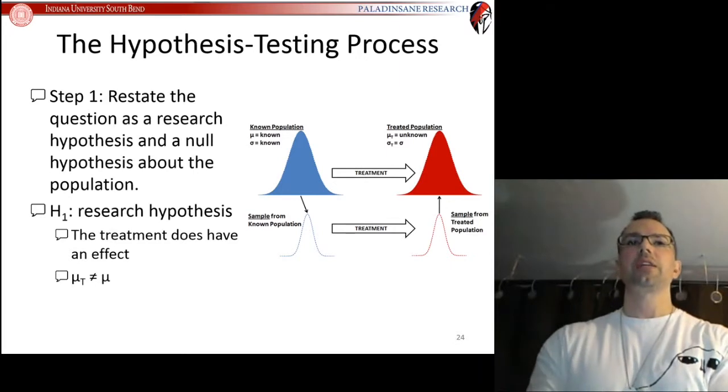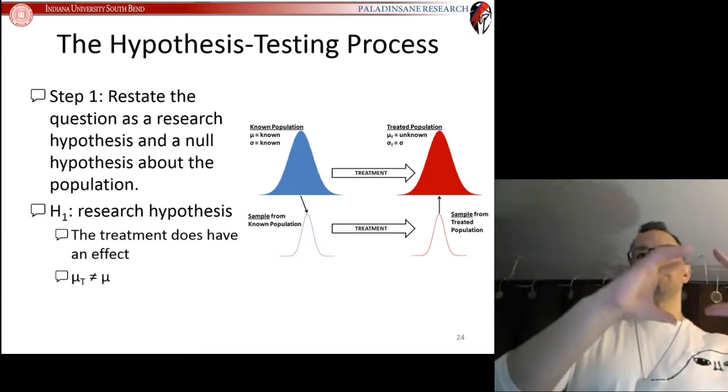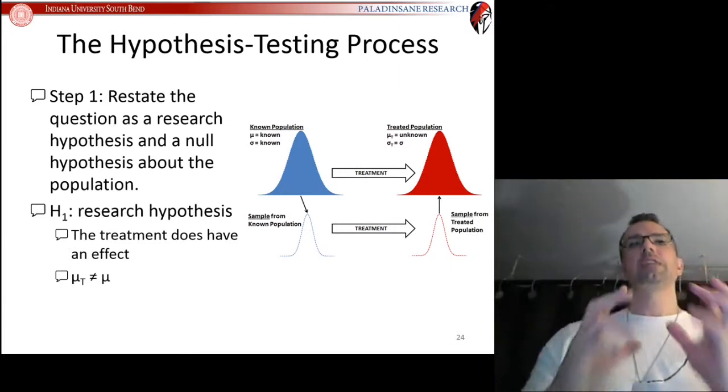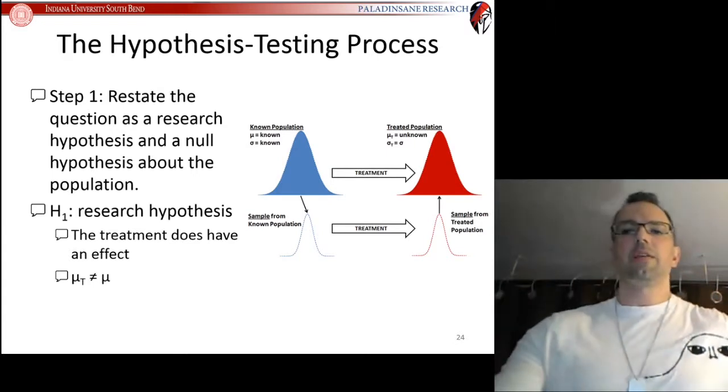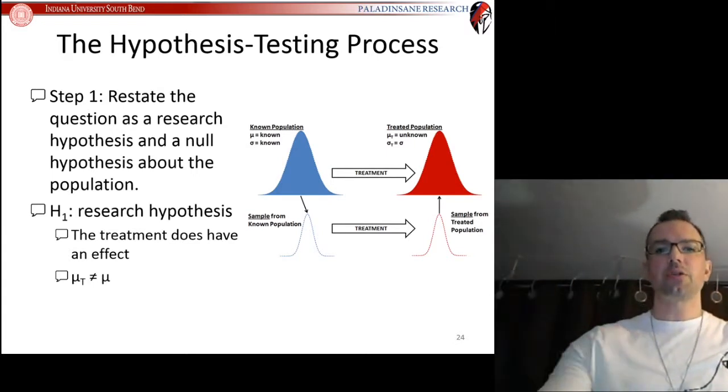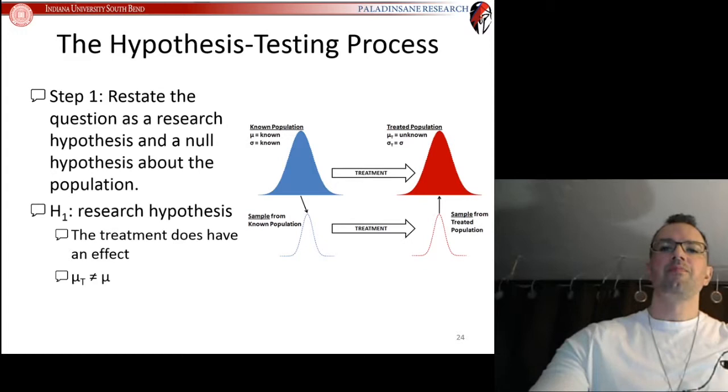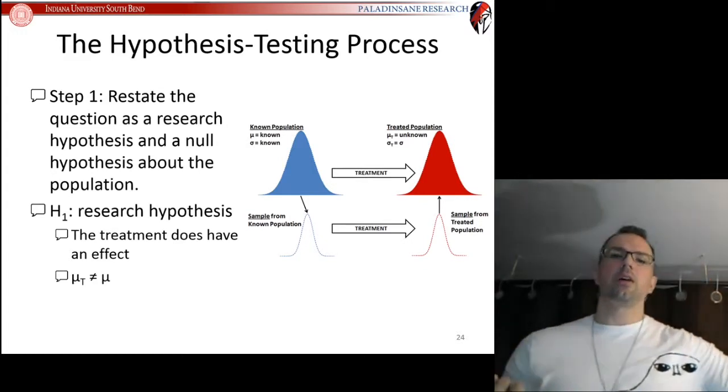Clearly, though, it has to be different. So that's what this research hypothesis says. The treatment has an effect because the mean of the treated population is different from the mean of the untreated population. So that's the research hypothesis.